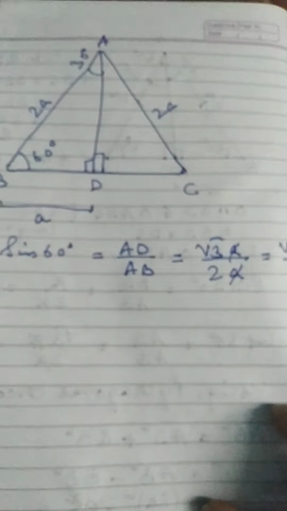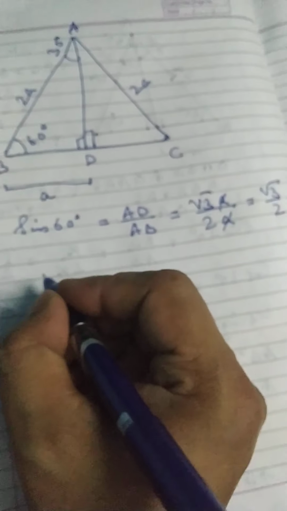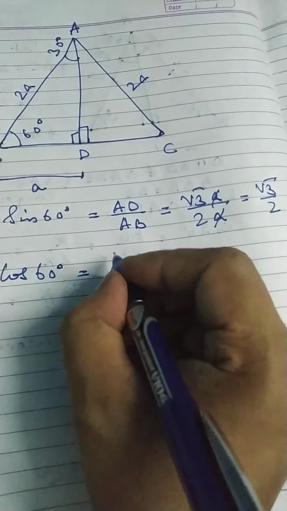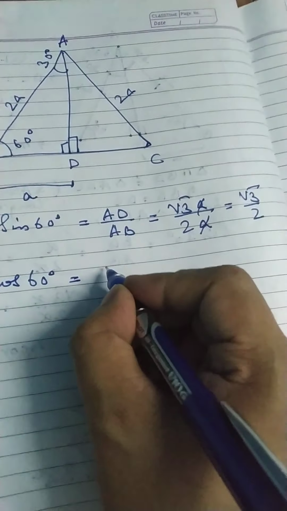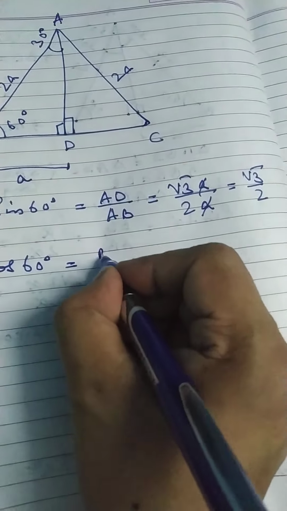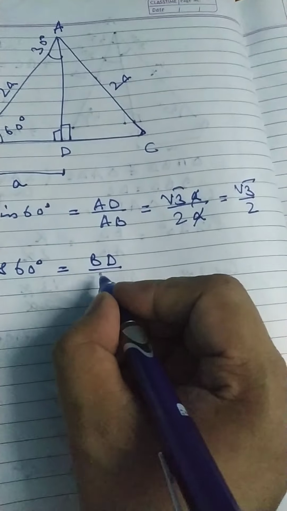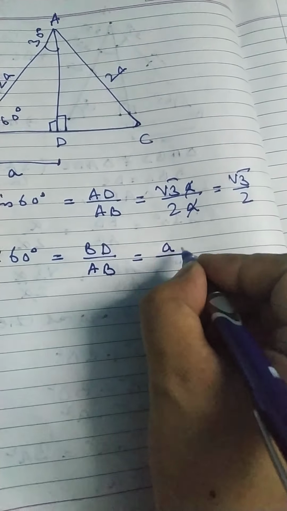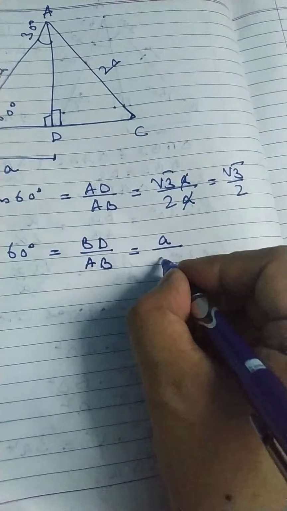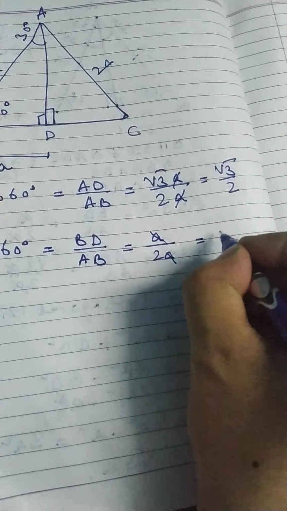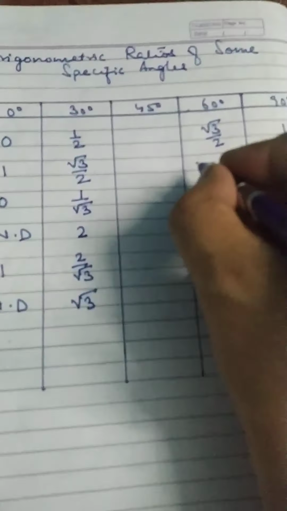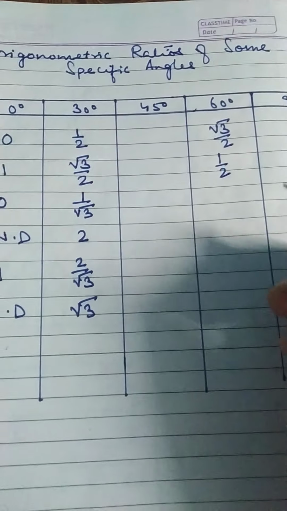Now let's try to obtain cos 60. Cos 60 is base by hypotenuse, that means BD by AB. So BD is A and AB is twice of A. So this is equal to 1 by 2. So cos 60 is 1 by 2.